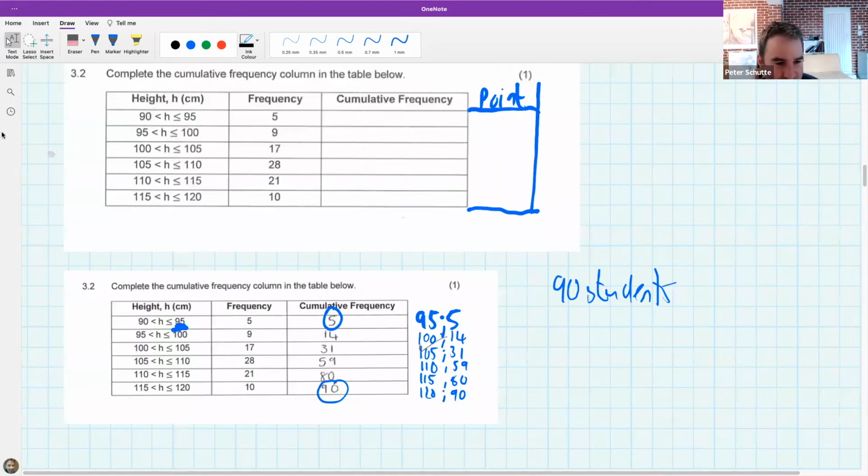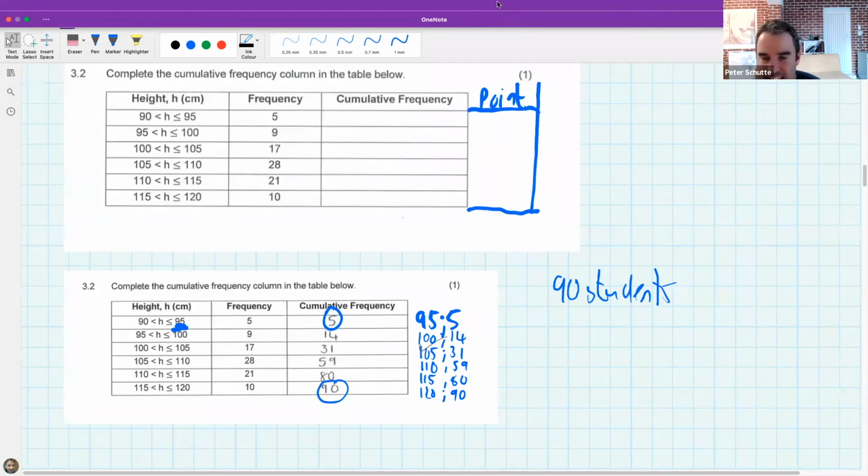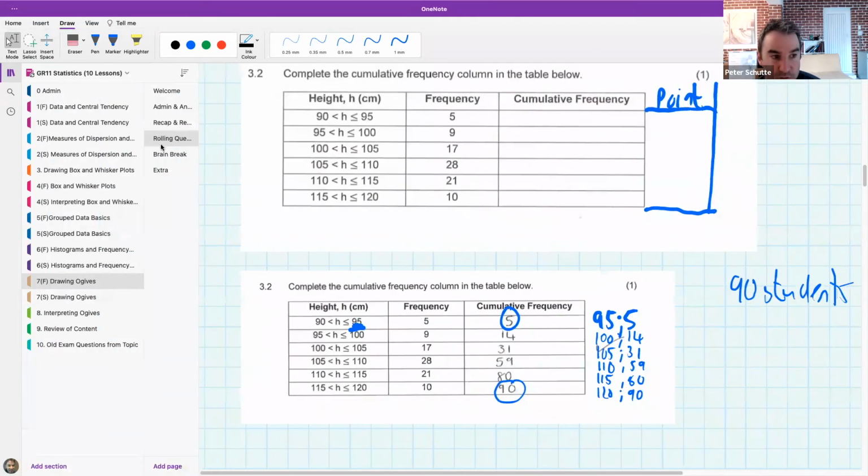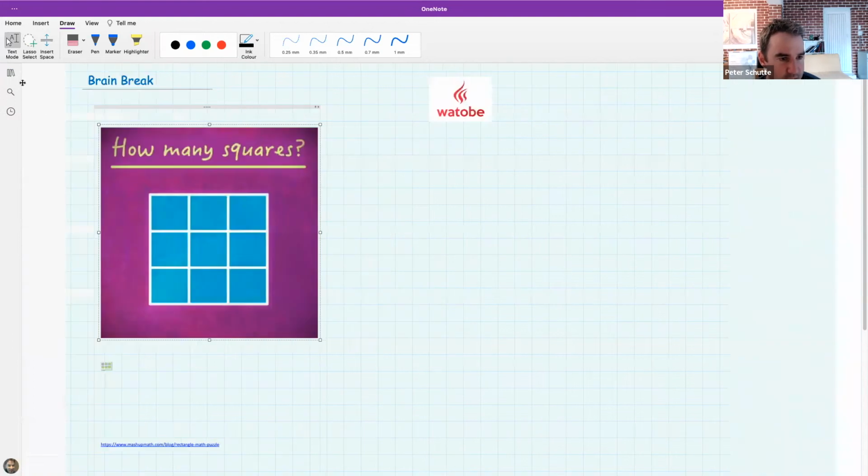Cool. Fantastic, guys. Okay, so before we get back to the cumulative frequency drawing, I have a short little brain break I want you to try.